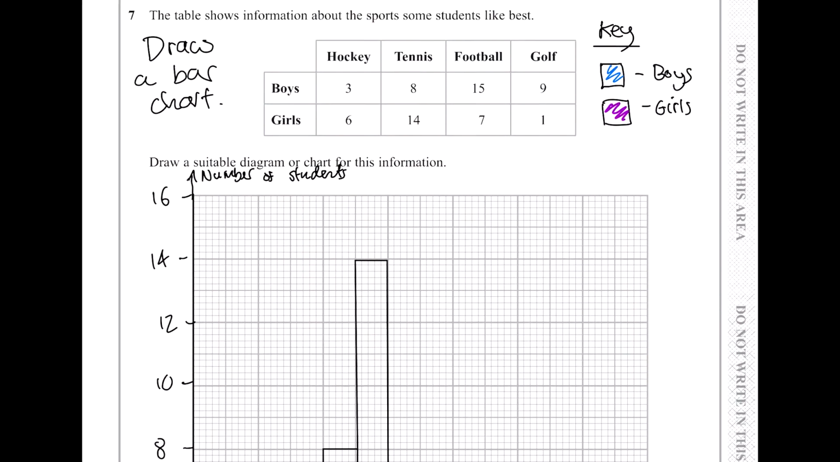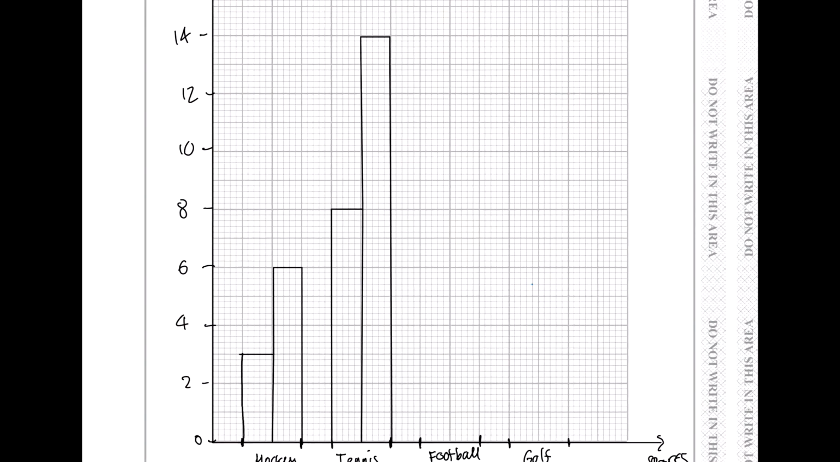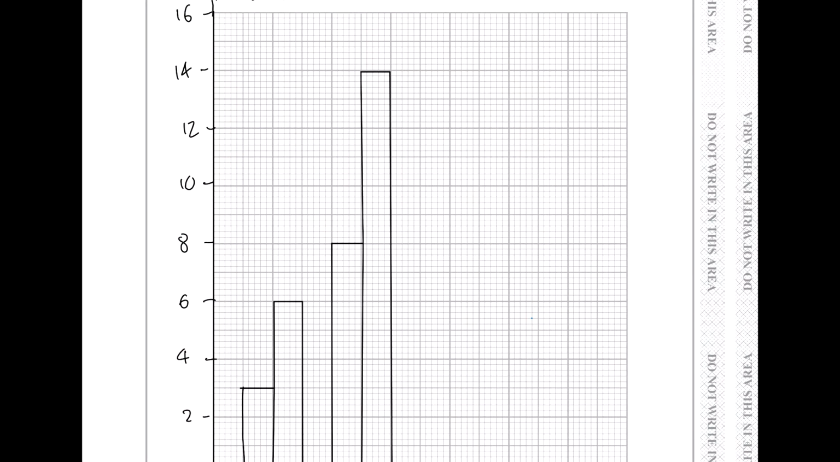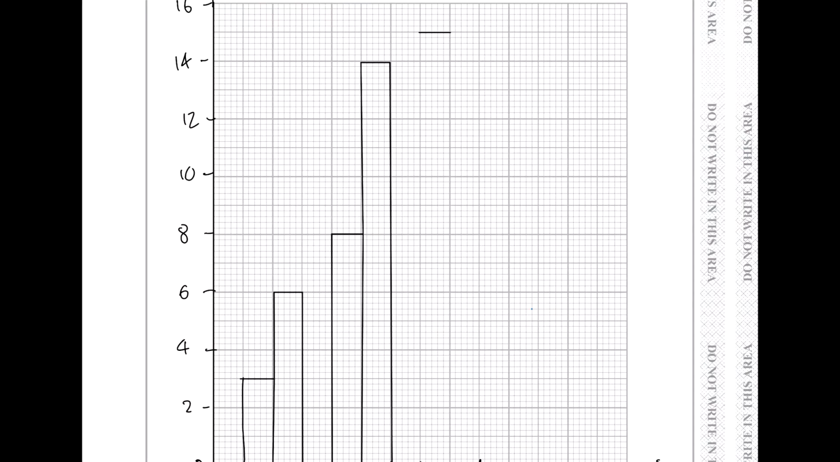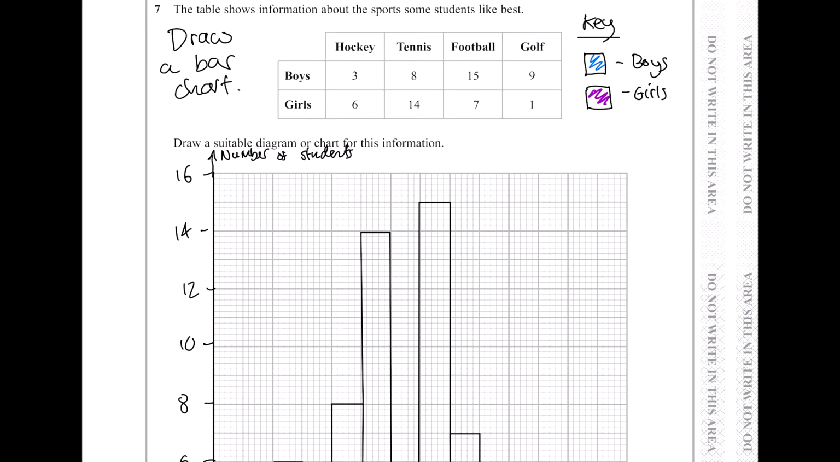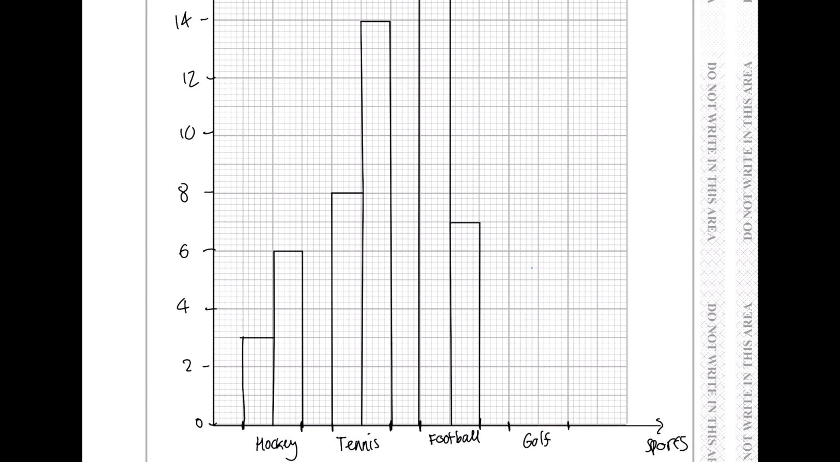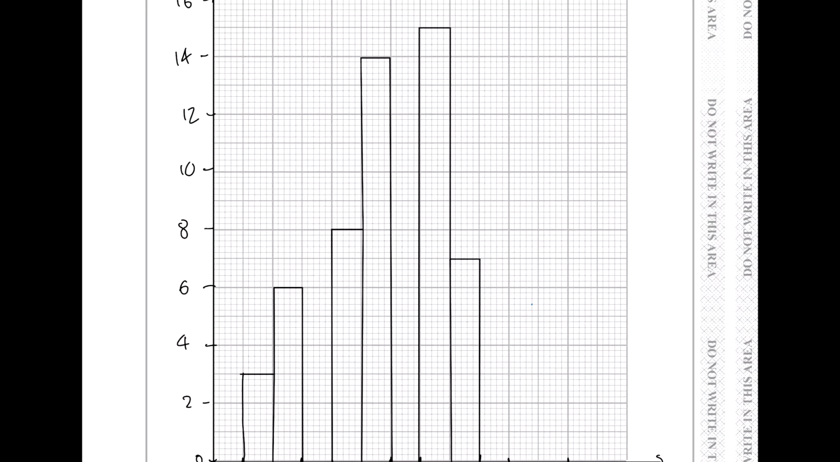So the next one is football, 15 and 7. So football is 15, which is all the way up here, I think. Again, we're leaving a gap, and then 7 is down here. Again, connecting all those up, like this. Like this. And then the final one is golf, which is 9 boys and 1 girl. So 9 is over here, and then 1 is down here. Okay, so then connecting everything up.